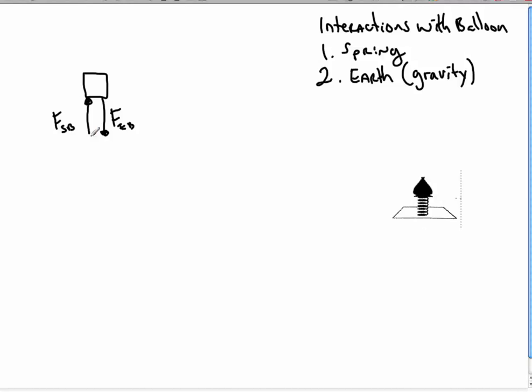Now, right now, I've drawn these two vectors to be the same length. That would imply that that force is the same value as that force. But in fact, we have no idea about that because these are two different interactions, spring and balloon, earth and balloon. So the length in these pictures at the moment will not represent the sizes of the forces, but only the existence of those forces. Now in part 2, we'll look at drawing a free body diagram for the spring itself.